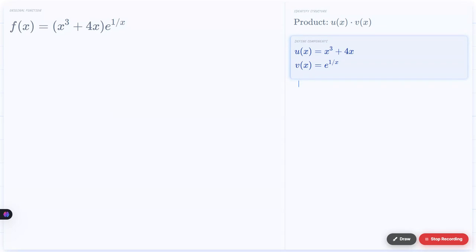We name the first part of as cubed plus 4 and the second part of as to the power of 1 divided by. We do this to keep our parts separate. This helps us work on each piece one at a time.